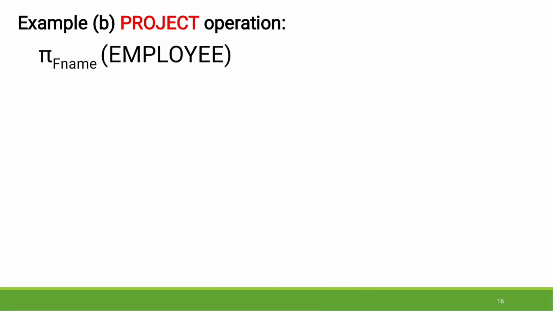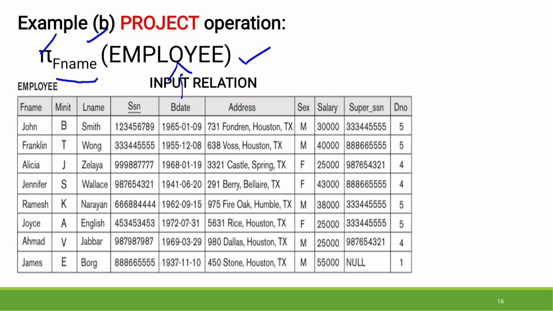Let us take a second example for project operation. Here the relational algebraic expression for project operation is written. The list of columns has only one column name, that is F name. Employee is the input relation. For example, let us take this employee relation as input. Now can you guess what will be there in the output relation? Pause the video and make a guess.